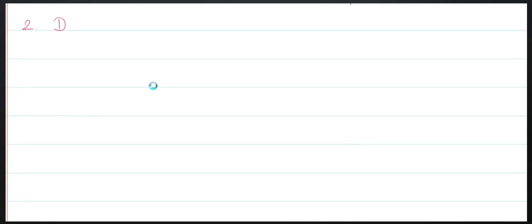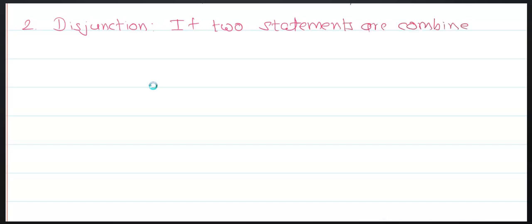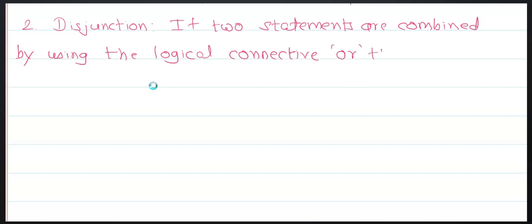Second table. Disjunction. If two statements are combined by using the logical connective or, then it is called a disjunction.